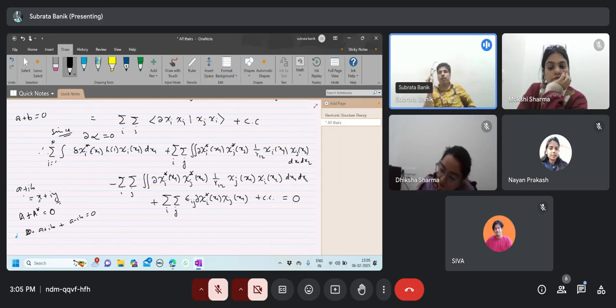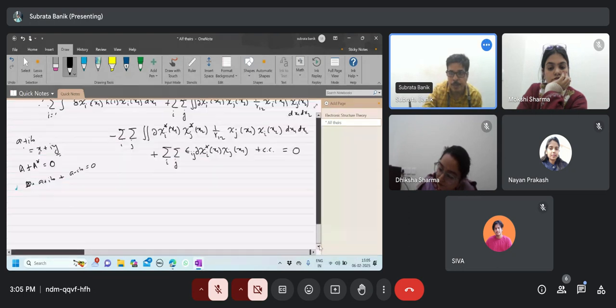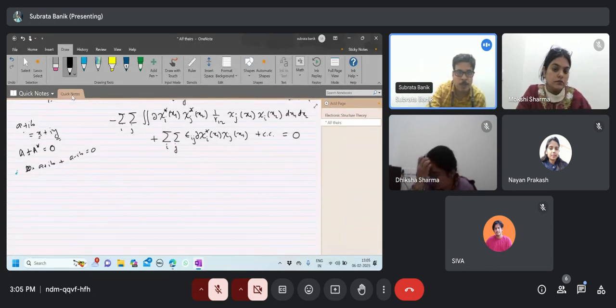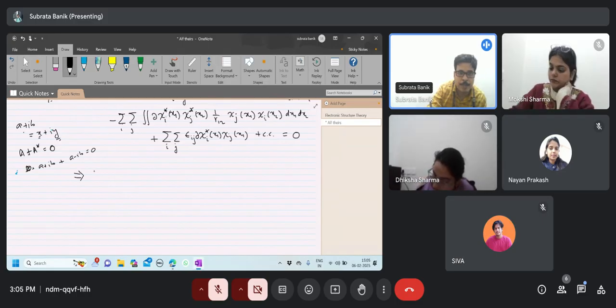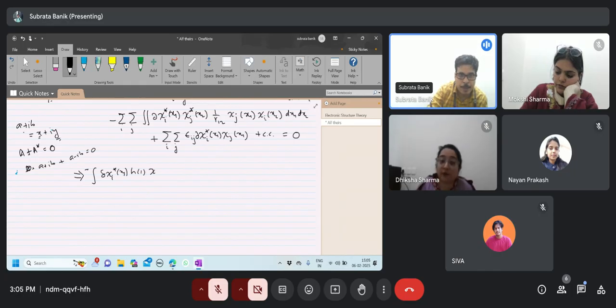Understand? So I have one part and another part which are complex conjugates of each other, so I can write the first term equal to 0. With this logic, from here this implies that the integral of delta chi I star x1 h of 1 chi I of x1 dx1 is I greater than ij.